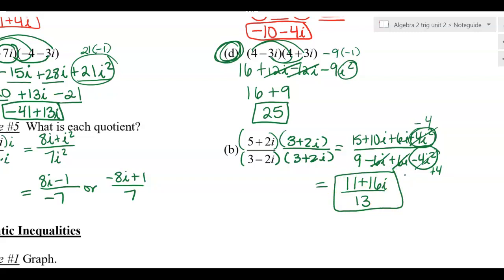I know it's a little bit annoying. It's kind of like your grammar rules in English, right? Somebody determined how we're going to set sentences up and where punctuation goes. It's kind of like that with our little rationalizing the denominator in math. Okay? Yes, Emily.